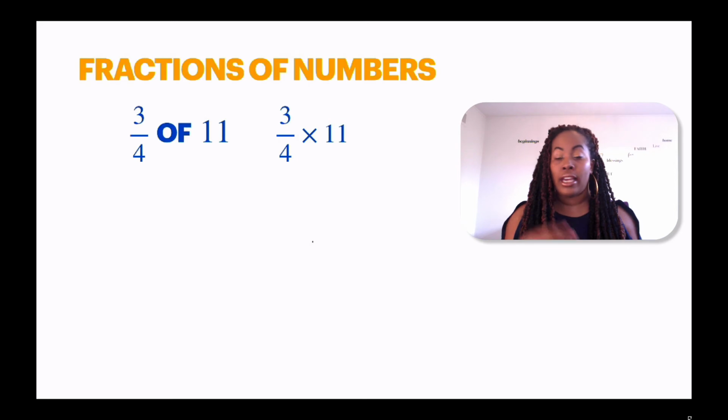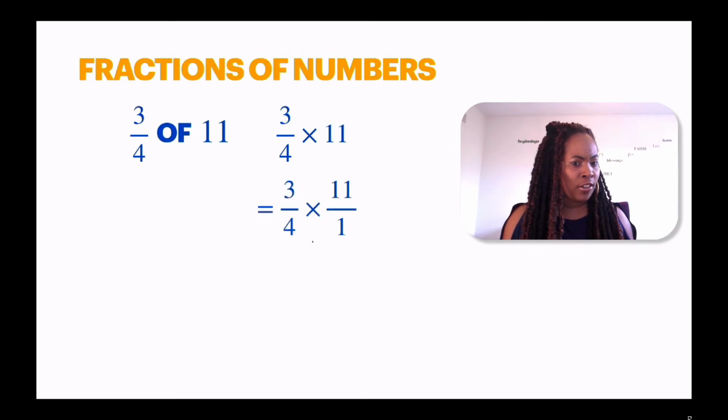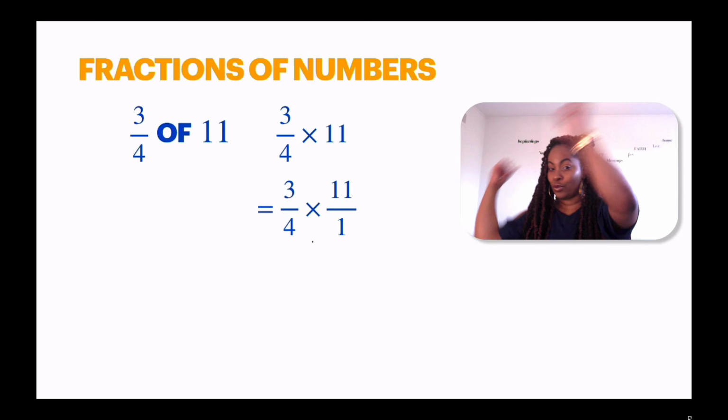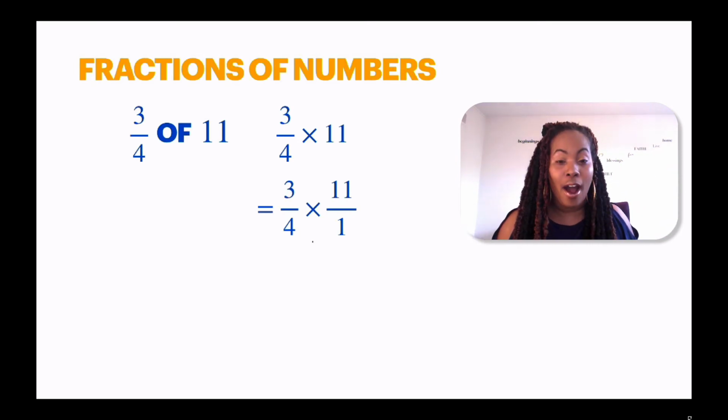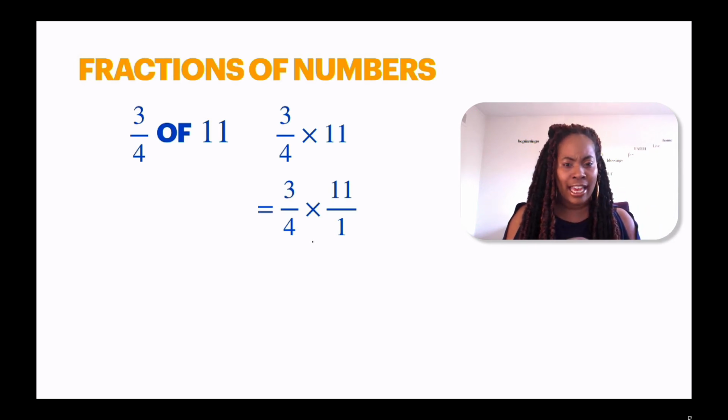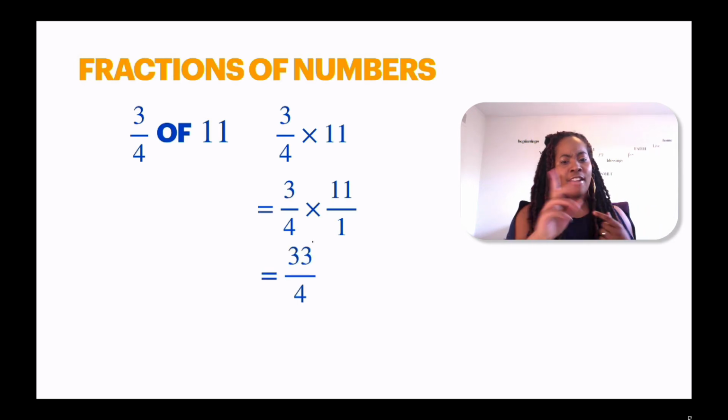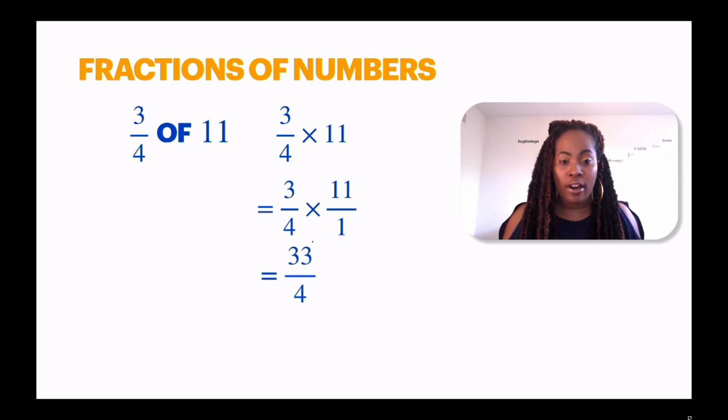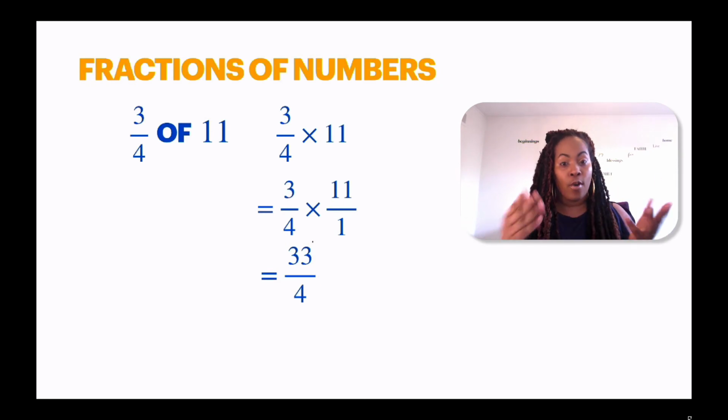So now we can go ahead and change that 11 to 11 over 1 because we know that's the fraction form, and we really have 3/4 times 11 over 1. How do we multiply? Straight across. So let's go ahead and do that. Multiply it straight across. 3 times 11 equals 33. 4 times 1 equals 4. We end up with 33/4.